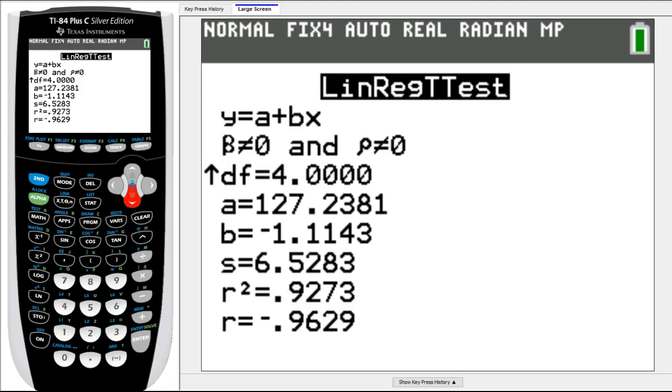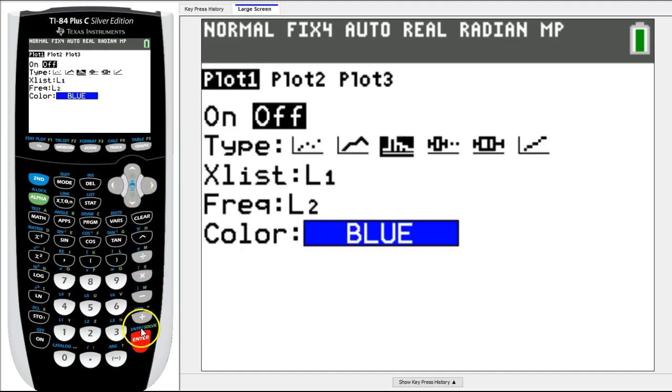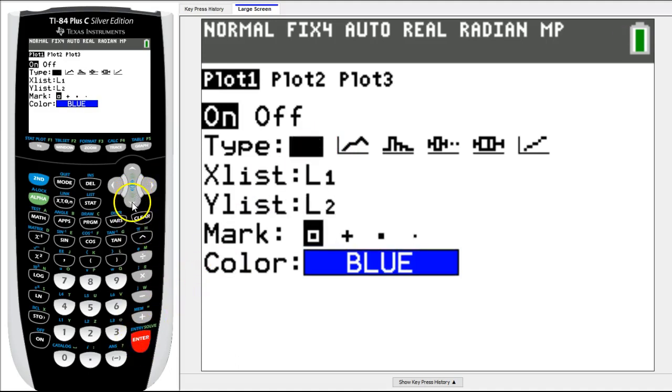Let's plot our scatter first. So I'm going to say second, stat plot, and I'm just going to put it in plot 1. I want to make sure that my plot is on, and I'm going to do a scatter plot. My list is L1 for my X values, L2 for my Y values, and I don't care what mark it is really. I guess I'll just do a dot, and blue is fine.